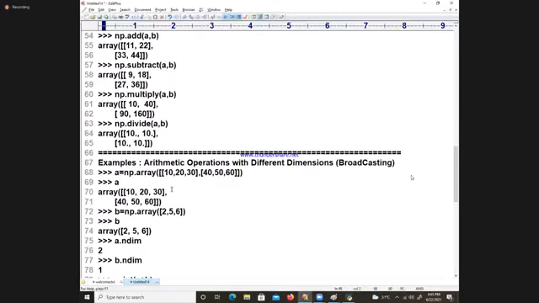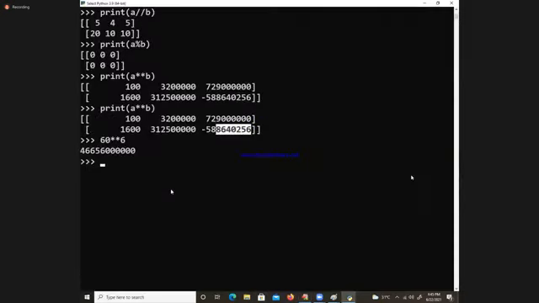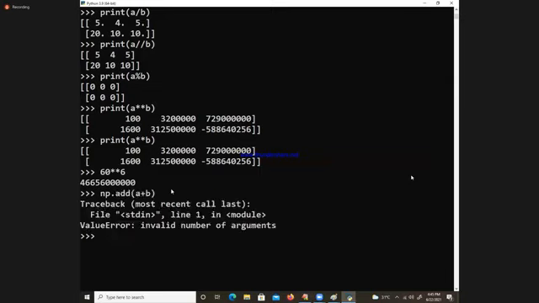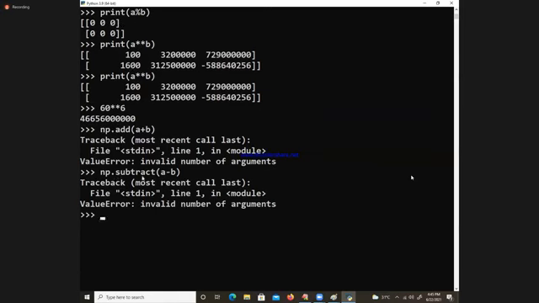Fine. I hope you are understanding these logics. You can even perform other kinds of operations. What do I mean by other kinds? np.add function, you can take a plus b. np.a plus b is giving an invalid number of arguments. Next, a minus b, subtract. See, np.subtract is giving invalid number of arguments.